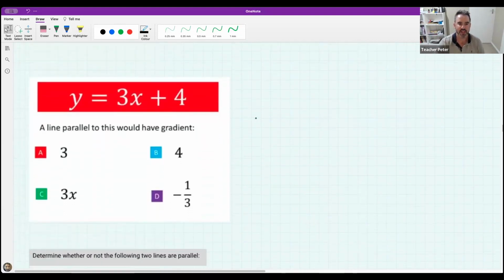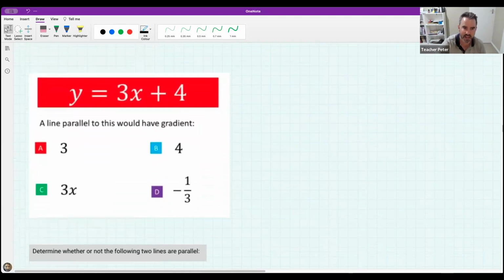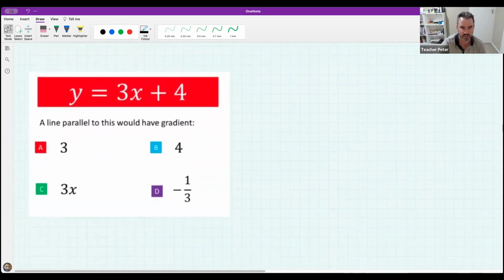So here's a multiple choice question. A line parallel to this line would have what gradient? A, B, C, or D? What gradient? So there's a line here and there's another line parallel. What would be the correct answer?